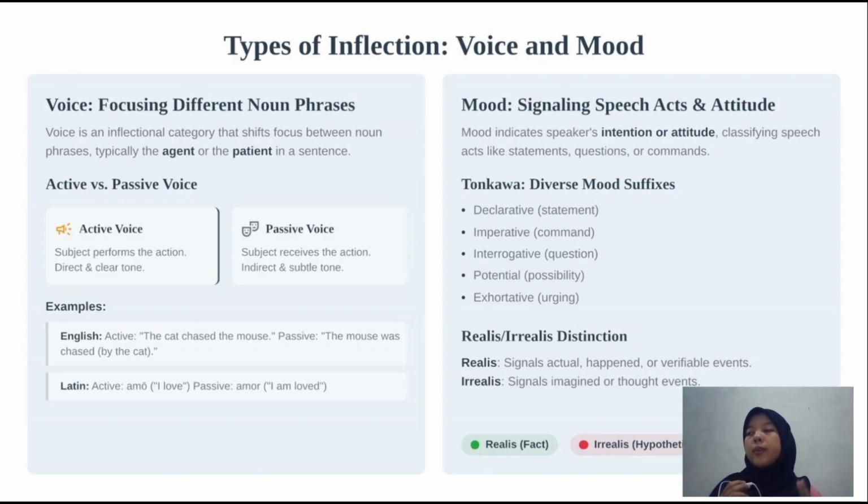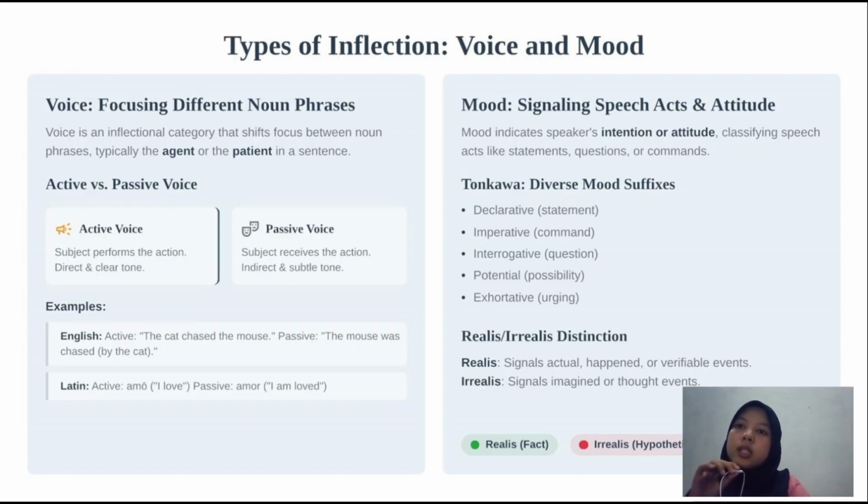The second is passive voice. Passive voice is when the subject receives the action. For example, the mouse was chased. In this sentence, the mouse is the subject because the focus is on what happened to the subject, not who did it. The sentence tells us that the mouse is the one experiencing the action. So in languages like Latin, this difference appears through inflection.